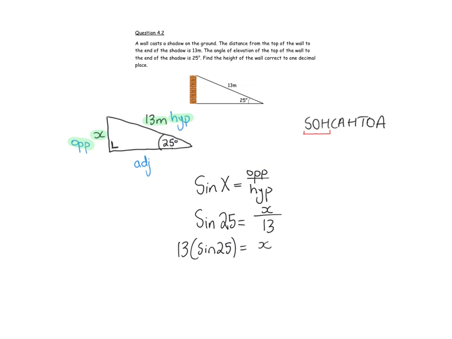You can type that into your calculator then. When you type that into your calculator you get an answer of 5.49403. Now it wants it correct to one decimal place, so that would be 5.5 meters tall. And that's the answer for this question.